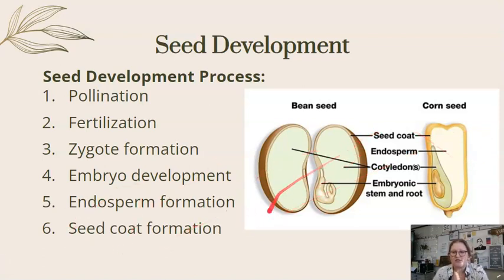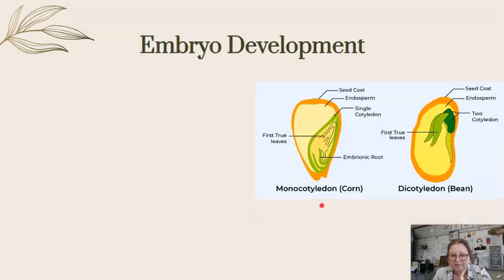And these are 2 different types of seeds. We have dicots and monocots, and we'll talk about it, but it's the number of first little leaves that come out, the cotyledons. So here's our seed coat on the outside. The endosperm is right here. For a monocot, for a dicot, that space is the cotyledons. And then we have the embryonic stem and root right there.